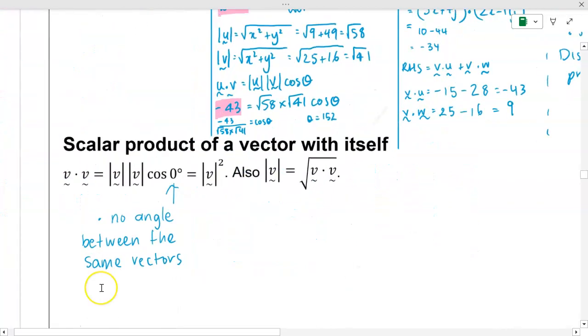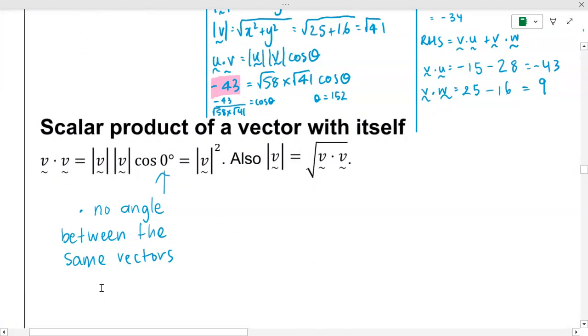The last bit to have a look at on those notes is just a scalar product of a vector with itself. And this is actually really quite easy. Instead of having U times V, I've just got V times V, or V dot V. And instead of having the magnitude of U times the magnitude of V, I've got the magnitude of V times the magnitude of V again. Now, the angle between those two vectors, if I'm multiplying a vector with itself, it sits on top of itself and there's no angle between them. So the angle between the vectors is 0. What's cos of 0? That is 1.